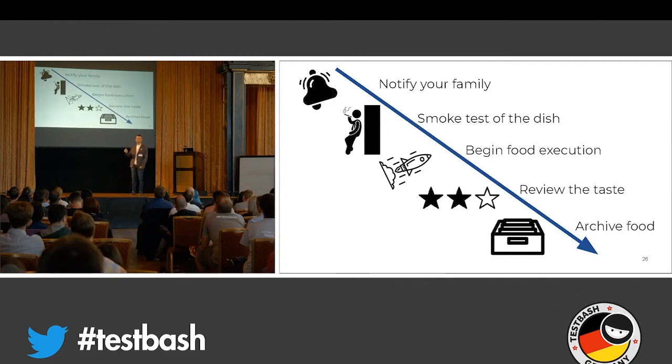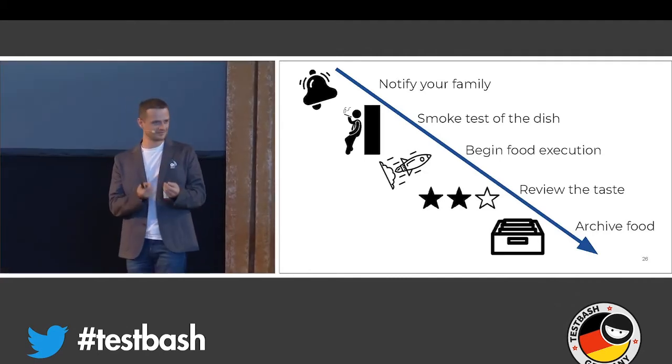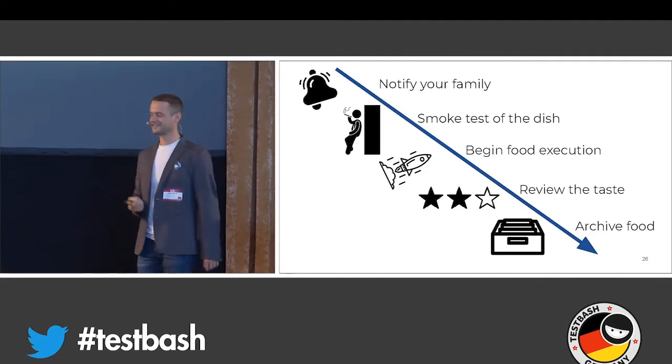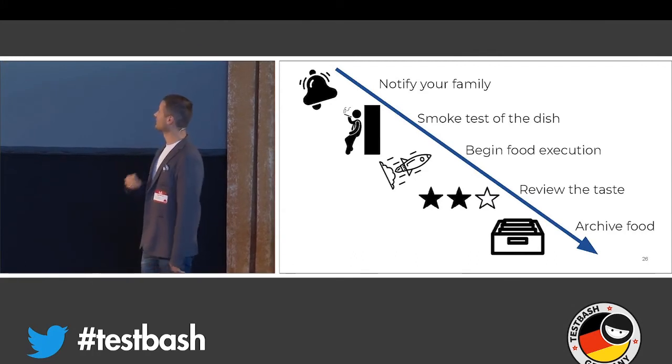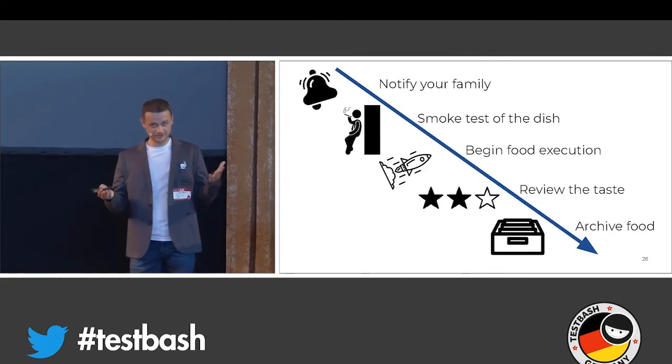First, I will notify my family that the dish is already ready. Then a smoke test of the dish itself, just check if it's not salty and ready already. Then begin the food execution, just eating your food.